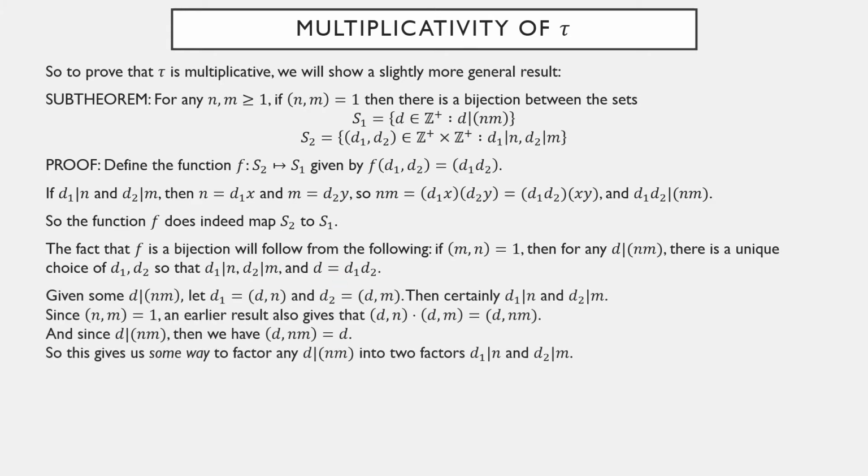So let's try to figure out why this is true. Why can every divisor of mn be uniquely factored as a divisor of n times a divisor of m? Well, let's suppose d is a positive factor of nm. Define d1 to be this greatest common factor and d2 to be this one. Since d1 was a greatest common factor of two numbers, one of which was n, it's certainly a factor of n. And similarly, d2 is certainly a factor of m because it's a greatest common factor of m and something else.